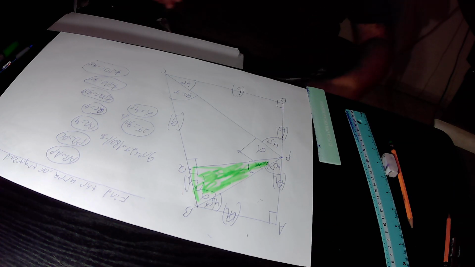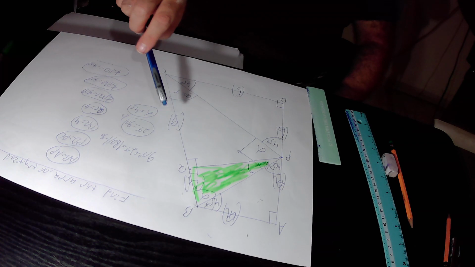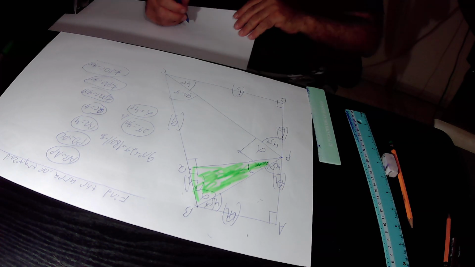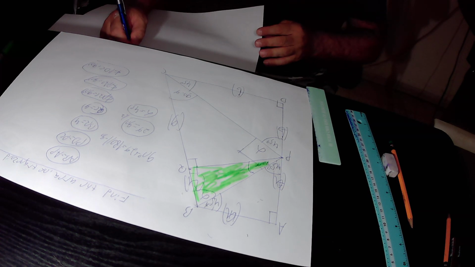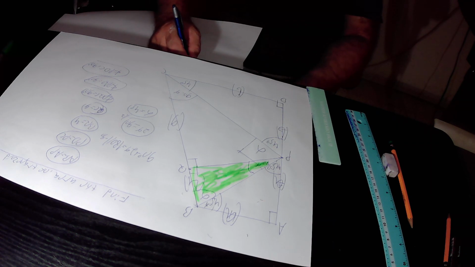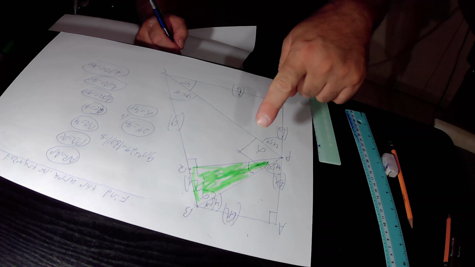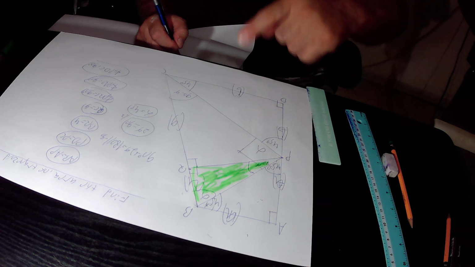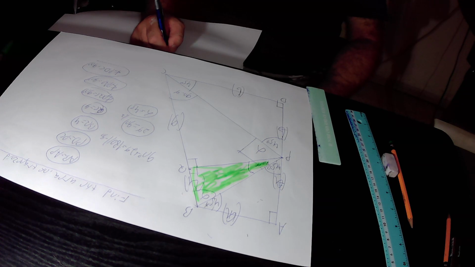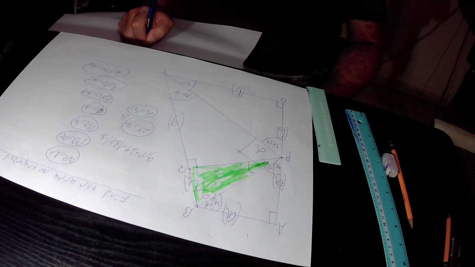I write it down. So we found out that the big right triangle PQC is similar to the small green triangle BPQ according to the angle similarity rule.